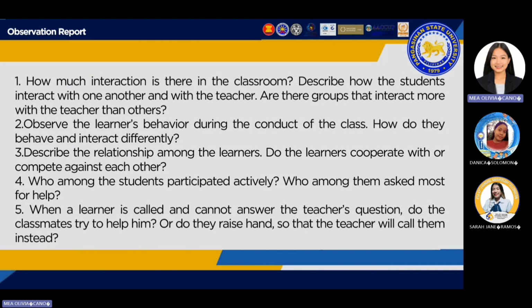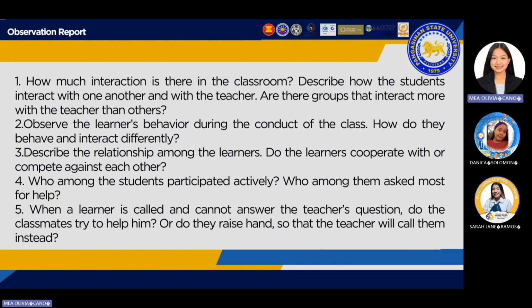Number 2, observe the learners' behavior during the conduct of the class and how they behave and interact differently. Like what I have said, academic noises are often produced by those who are always active in the classroom or the learners na want lang nila ng attention ng teacher. With that, routines were established such as effective use of counting 1, 2, 3, 4, 5. Di ba, after counting 5, usually dapat settle na lahat. It's usually used to manage the behavior of the learners. Yun yung strategy na ginagamit ng teacher na na-observe din namin.